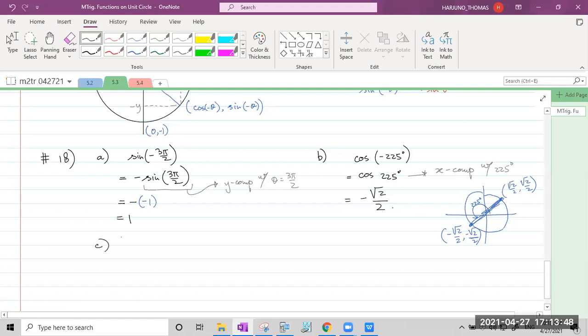For part C, what is tangent of negative pi over 4? Tangent of negative pi over 4 is negative tangent pi over 4. But tangent pi over 4 is 1. That's it. We're done.